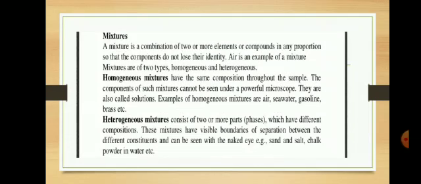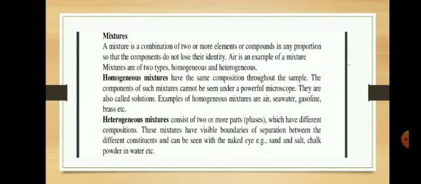Homogeneous mixtures have the same composition throughout the sample. The components of such mixtures cannot be seen under a powerful microscope. They are also called solutions. Examples of homogeneous mixtures are air, seawater, gasoline, brass, etc.